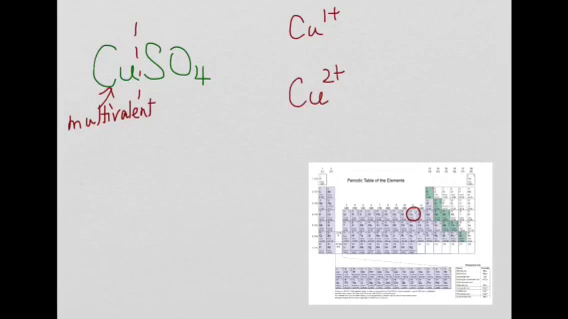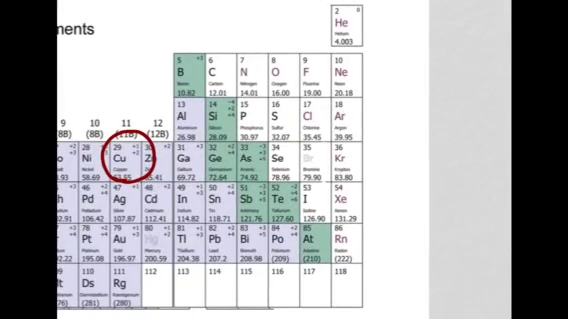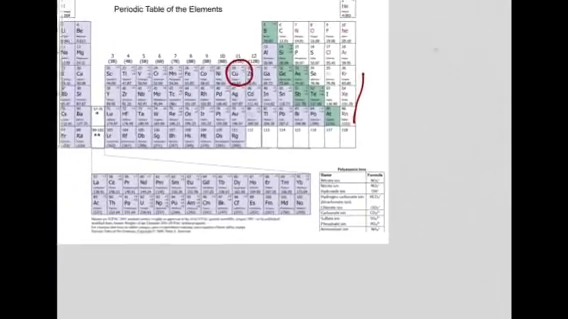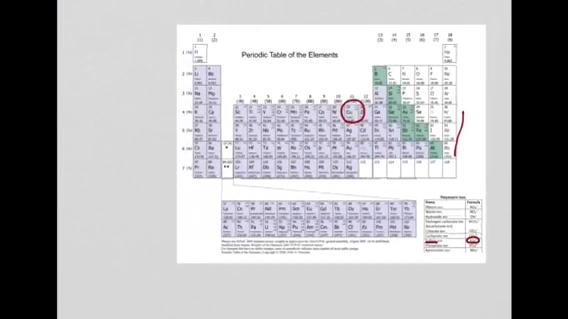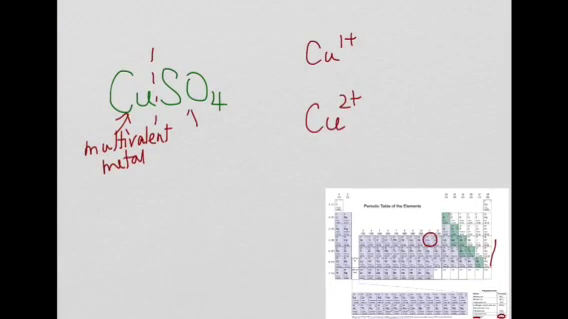So this is a multivalent metal. And if we look at the nonmetal, SO4, we know that it's a polyatomic ion because it consists of two elements. Regular nonmetals usually only have one element. But if you look at our polyatomic ions down here, they all have more than one element. So we look for SO4, that's our sulfate ion. So this is a polyatomic ion called sulfate.